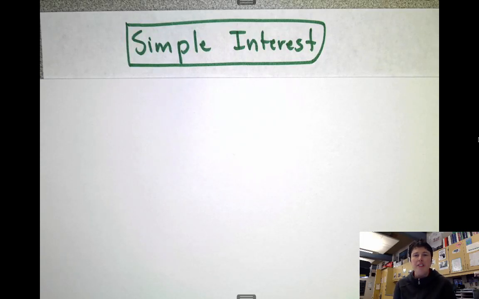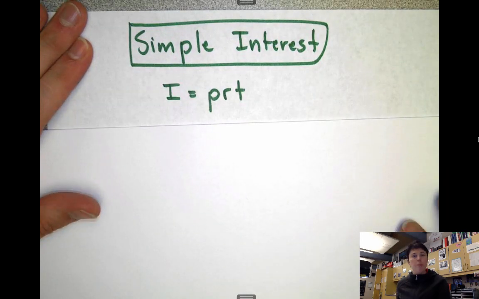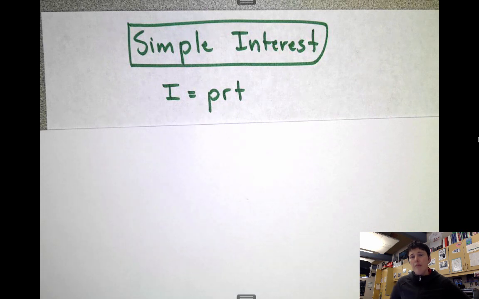Hey guys, we're going to do another video here on something called simple interest. So in my last video, we really focused on what happens when you put money in the bank. How do you earn interest and how do you calculate that interest? And it all came down to this one formula. I equals PRT. I for interest, P for principal, R for rate, and T for time, where time is in years. So if you're watching this video, this should not be a brand new formula to you.